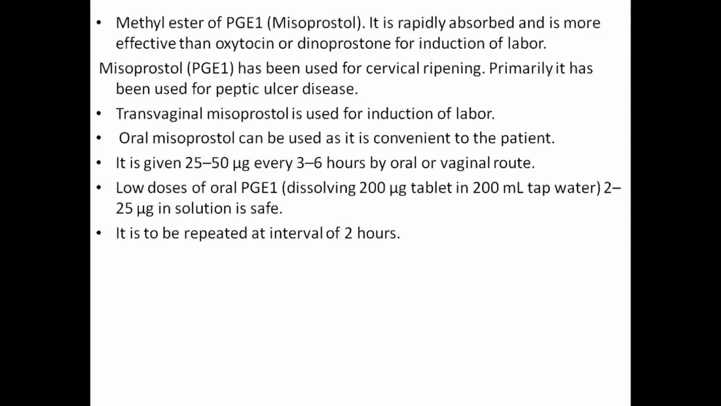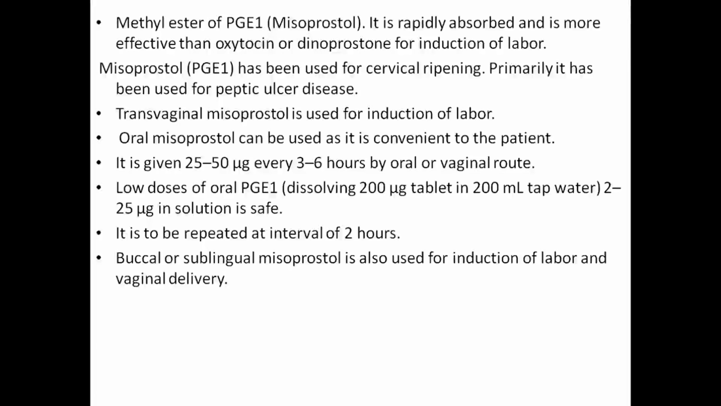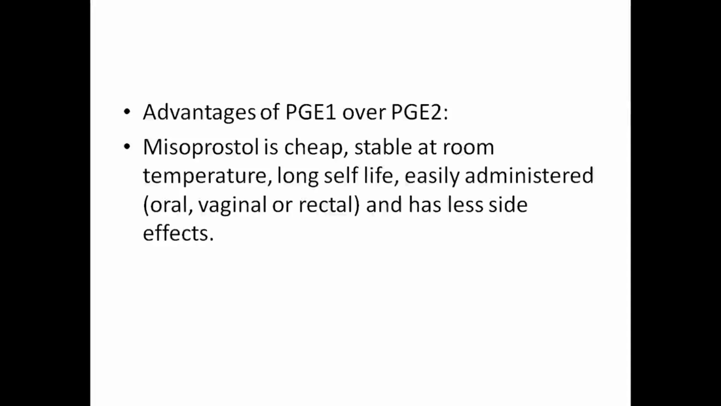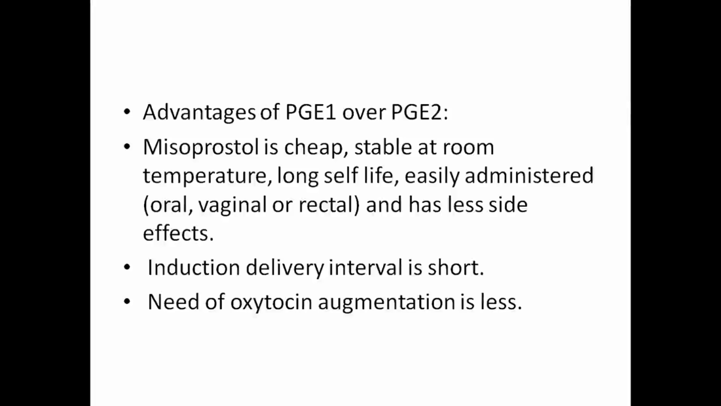It is to be repeated at an interval of 2 hours. Buccal or sublingual misoprostol is also used for induction of labor and vaginal delivery. Oxytocin, when needed, may be given after 4 hours. Misoprostol has been found to be as effective as PGE2 for cervical ripening and for induction of labor. Advantages of PGE1 over PGE2: misoprostol is cheap, stable at room temperature, has a long shelf life, and is easily administered, that means orally, vaginally, or rectally, and has fewer side effects. Induction to delivery interval is short, need of oxytocin augmentation is less, and failure of induction is less.